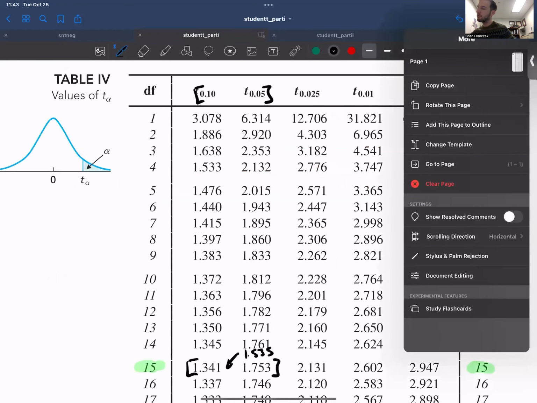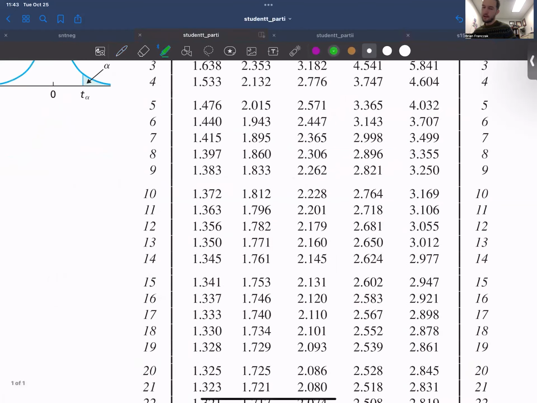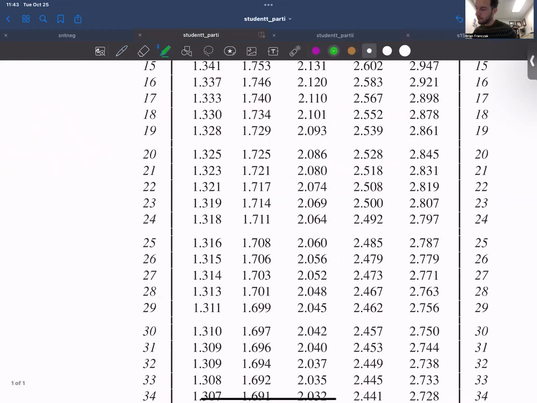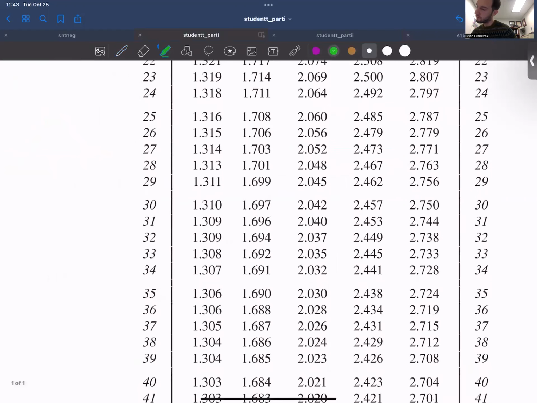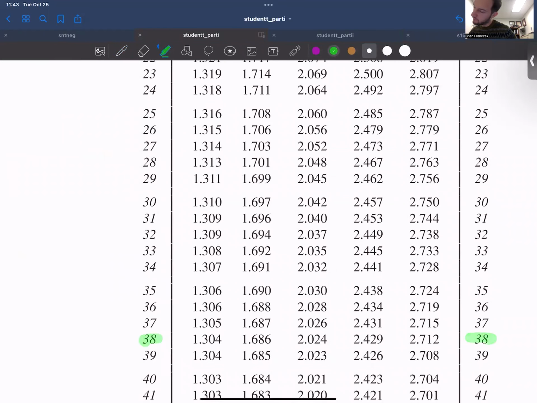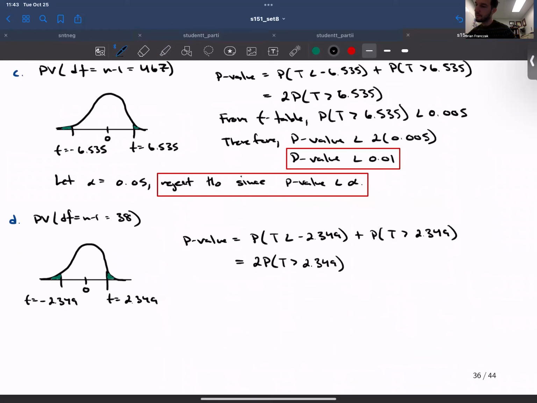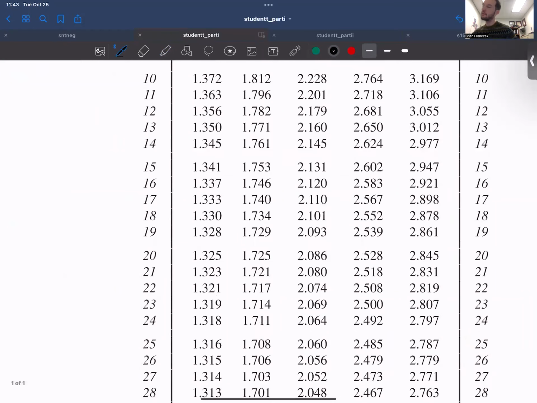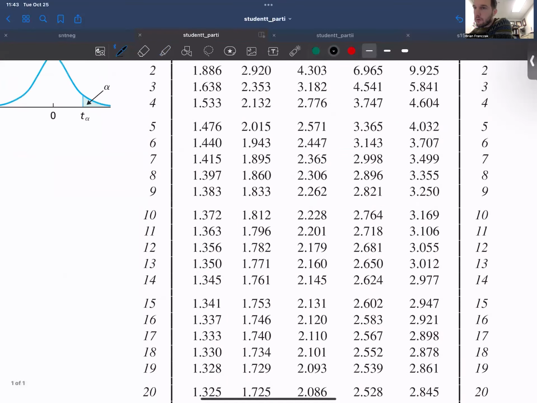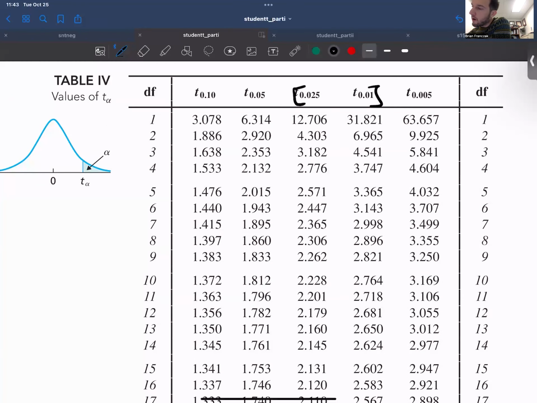Okay, so we have 38 degrees of freedom. We go back to our t table. We have 38 here. Our test statistic is 2.349. So that is in between these two values here. Okay. So if we go up to the top, that means that we are bounded by 0.025 and 0.01. All right, so our tail area is between these two numbers here.